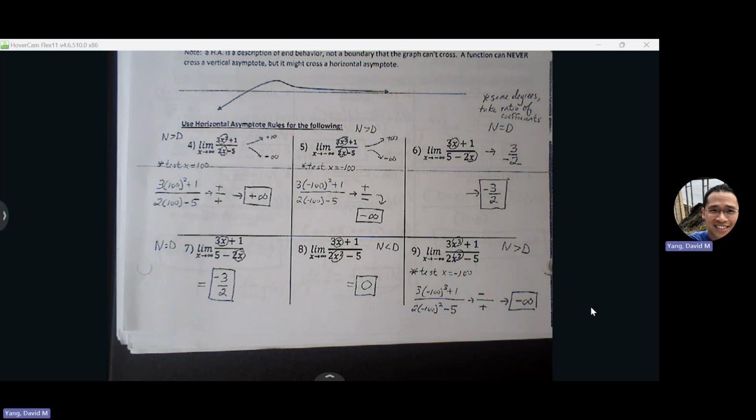Number 8, my denominator is greater than my numerator. My fraction is getting smaller and smaller and smaller. So therefore headed towards 0. And number 9, my degree in the numerator is higher. So it's either positive or negative infinity. I'm headed towards negative infinity, so I'll test negative 100. And my numerator gives me negative, the denominator is positive, so negative infinity.